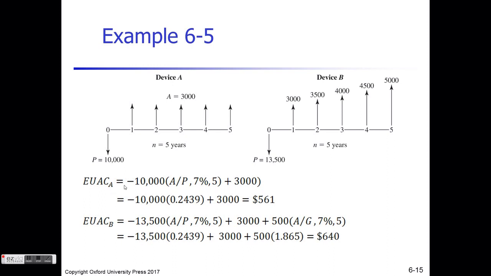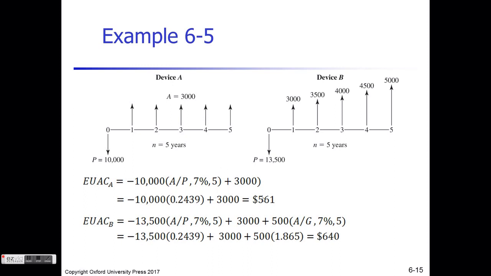No. Here, I need to correct. Here is the equivalent uniform annual worth. It's not annual cost. There is a mistake here. Why? Because if you see, you have here the cost and you have here the benefit. The 3,000 is the benefit because it's going the other way. So it is going to be an equivalent uniform annual worth, not cost.